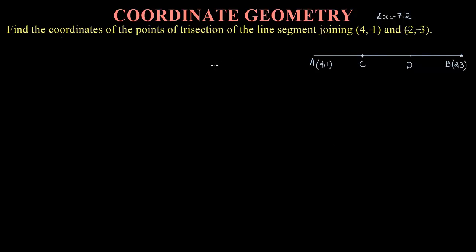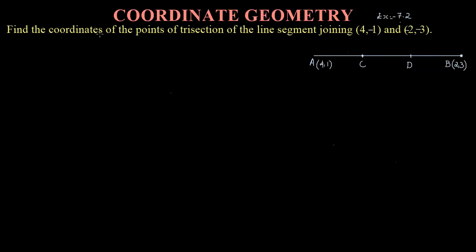In this video, I am going to tell you how to find the coordinates of the point of trisection of the line. So this is the second question of exercise 7.2 of the chapter Coordinate Geometry from the NCERT Mathematics textbook. The question says: find the coordinates of the point of trisection of the line segment joining these 2 points. You can observe here in the question they have given you the 2 points and they are asking you to find the coordinates of the points of trisection.